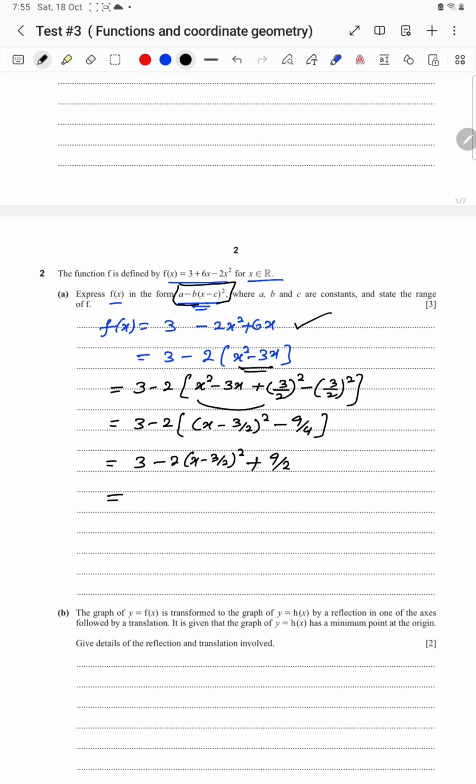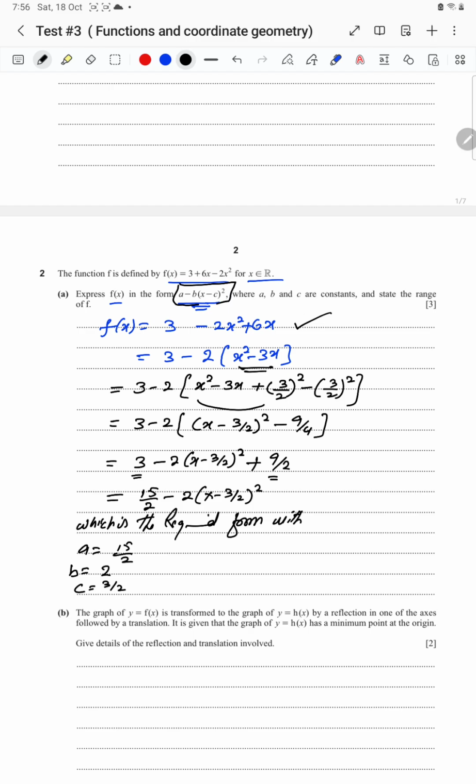So now here you can solve this 3 and plus 9 by 2. It will be 2 with LCM. 6 plus 9 is 15 by 2 minus 2 into x minus 3 by 2 whole square, which you can see is the required form which is going to be asked. And we can write which is the required form with a is 15 by 2, b is 2, and c is 3 by 2. I hope it is clear.